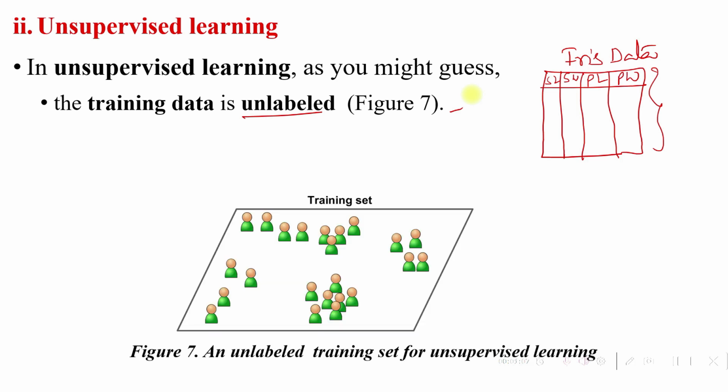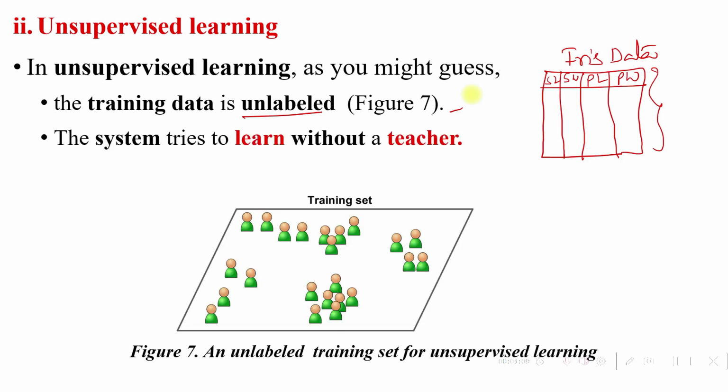Here the system tries to learn without a teacher. The machine is going to train without a corresponding class label. Simply, it is called unsupervised learning.